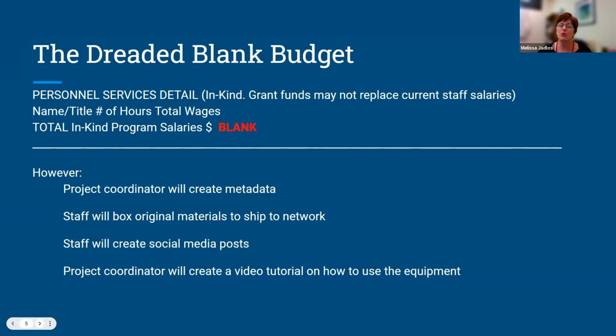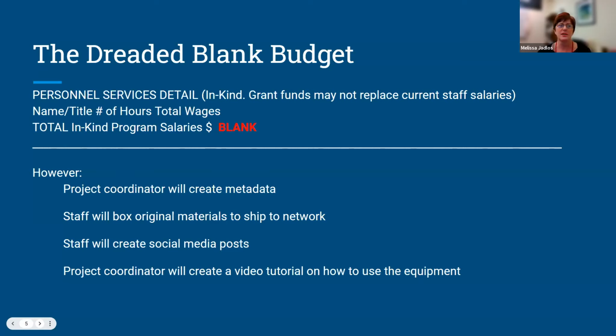So this is the thing I see blank most often. It's the dreaded blank budget. And often the part that is blank is the personnel in-kind salaries line. So in-kind salaries means the contribution that you or your staff are making towards accomplishing this project, and the salary reflected in the time that you are putting into this project.